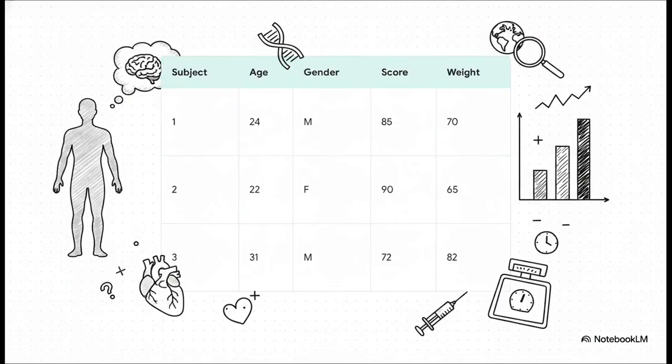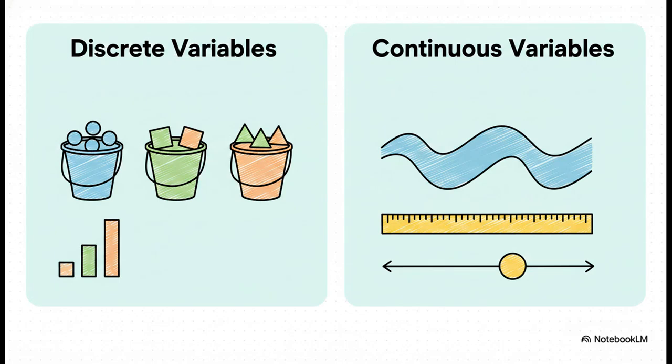Let's ground this in reality with a dummy dataset. Imagine we're looking at a lineup of 15 student suspects. We have different data points for each subject: their age, gender, exam score, and weight. This is our raw evidence. This specific group of 15 individuals is the exact sample we're going to interrogate to see if we can find any hidden patterns. As we look at those columns of evidence, we need to categorize them.